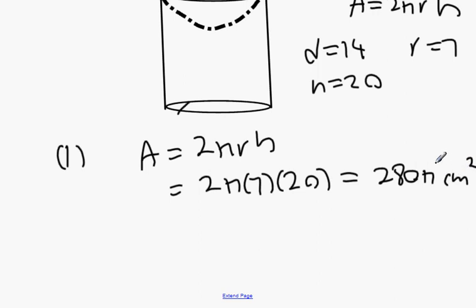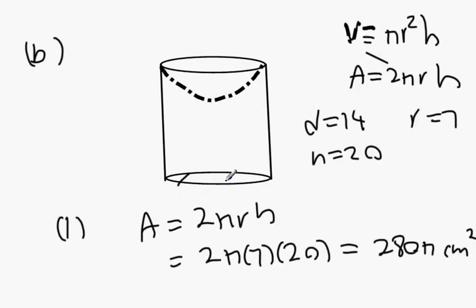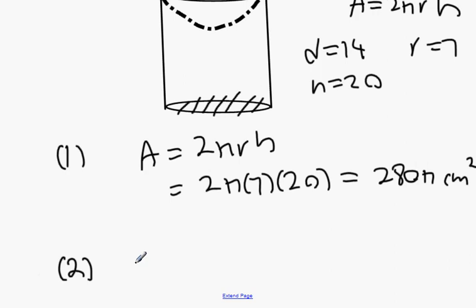Next part. The hemisphere is then removed from the top of the cylinder, as shown. Find the total surface area of the remaining solid in terms of pi. Okay? To pick up marks, what did we leave out the first time? We left out the circle on the bottom. So we have to do pi r squared, don't we?